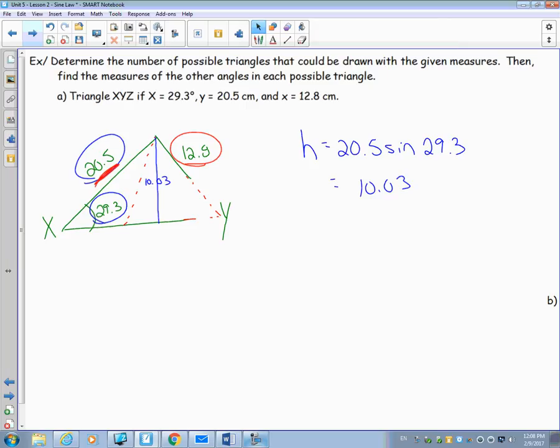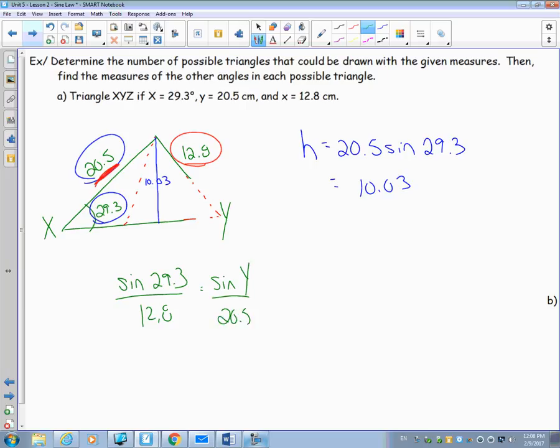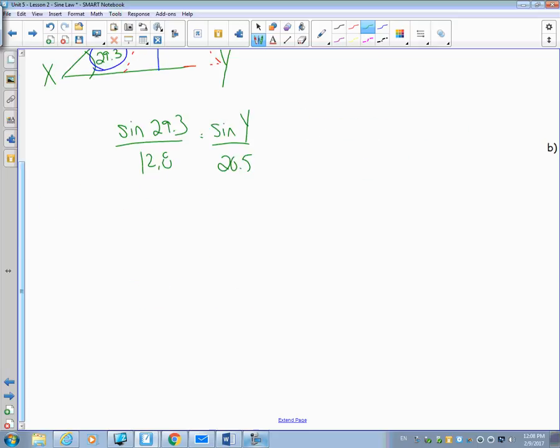So if I want to find the angles, I know I can match up 29.3 and 12.8. I know I can match up y with 20.5. And now we can cross multiply and solve this. We're going to do that right now. We'll get 20.5 sine 29.3 over 12.8 equals sine of y. Okay, I'm going to take the inverse of all that big long mess, and I get an answer of 51.6.